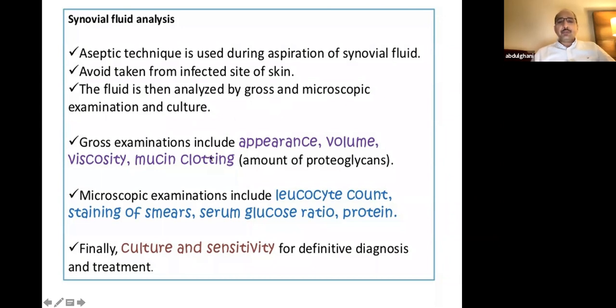The fluid has to be examined for appearance, how it is appearing. Is it turbid, is it pus, or is it normal fluid, straw colored? What is the volume, how much you have aspirated, what is the viscosity, and what is the mucin clotting like. And microscopic examinations must include leukocyte count and gram staining, very, very important, serum glucose ratio with the synovial fluid, and the amount of protein. And finally, of course, don't forget to send it for the culture sensitivity. Very important, actually.